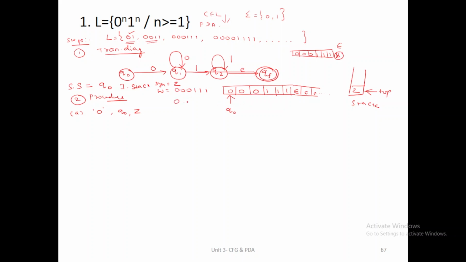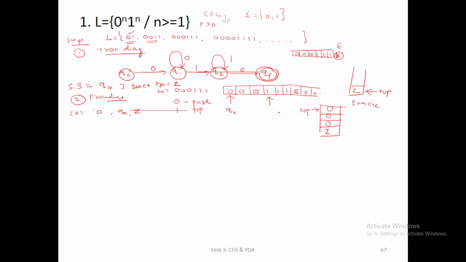So if you read 0, you should do push operation. If you read 1, you should do pop operation. So how are we able to construct the procedure? First, the initial symbol Z is there. Here 3 zeros are available, so I push those zeros on the stack. Now the third 0 is the topmost value on the stack.